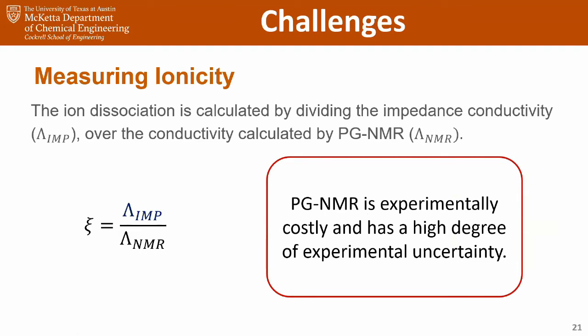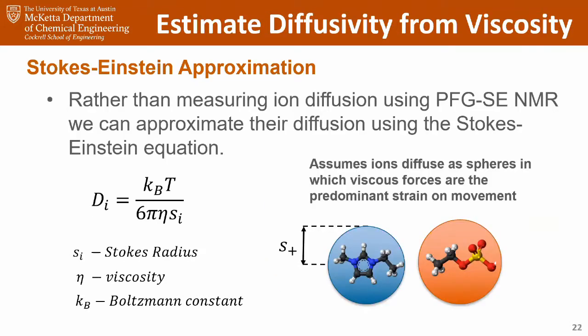So is there a better way? And really the better way is suggested by the Walden plot, not a better way, an alternative way, all right, which is to use the Stokes-Einstein approximation, that the diffusivity, which is what you're measuring with the NMR, is inversely proportional to the viscosity. And of course, measuring viscosity is very easy.